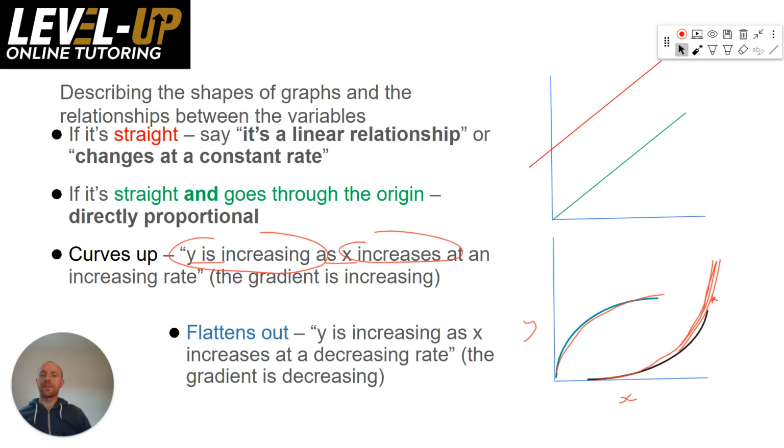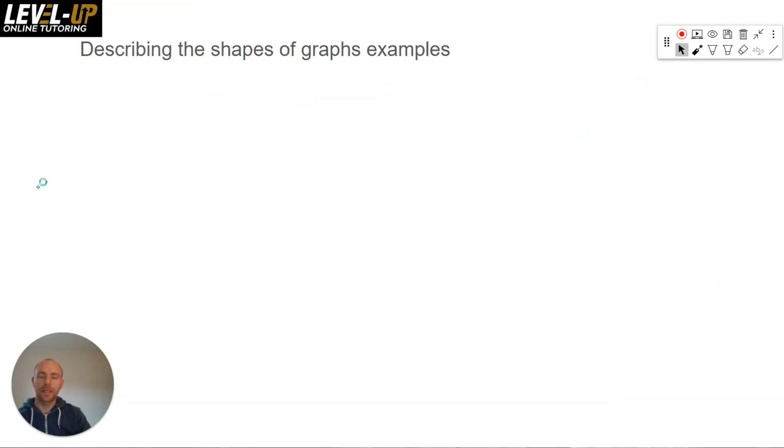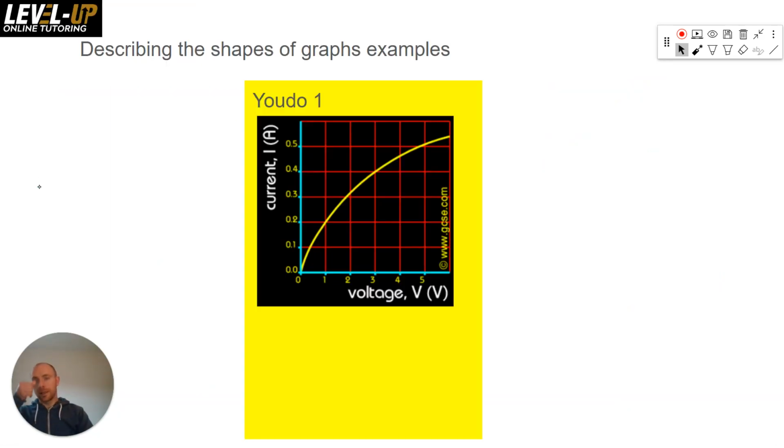We can just say it flattens out, not a great description, but as x increases, y is increasing at a decreasing rate, and the gradient is decreasing. So these phrases are key phrases that you can get in there, maximize your marks. So some examples here. Classic example of a filament lamp here, voltage and current. Have a go at that.